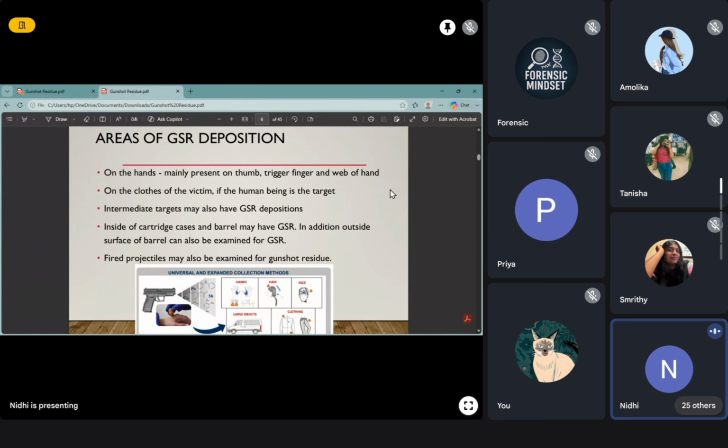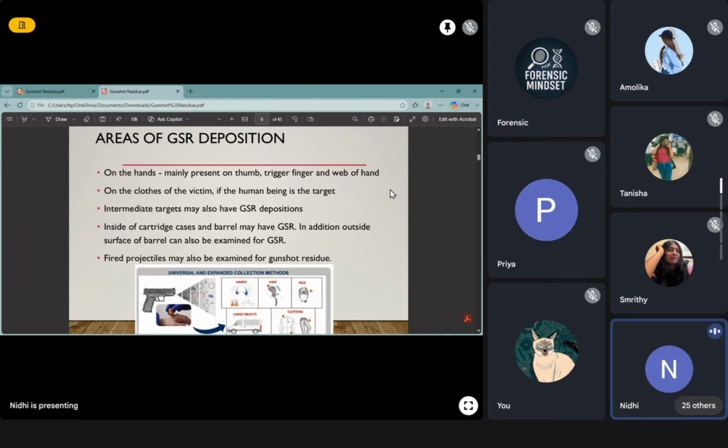We have two types of ballistics, one is terminal and the other is wound. So when it is a wound, the person will be wearing clothes, or even if they are not wearing clothes, you will be finding the GSR particles on their skin. And if the person is wearing clothes, you will be finding those GSR particles on their clothes.